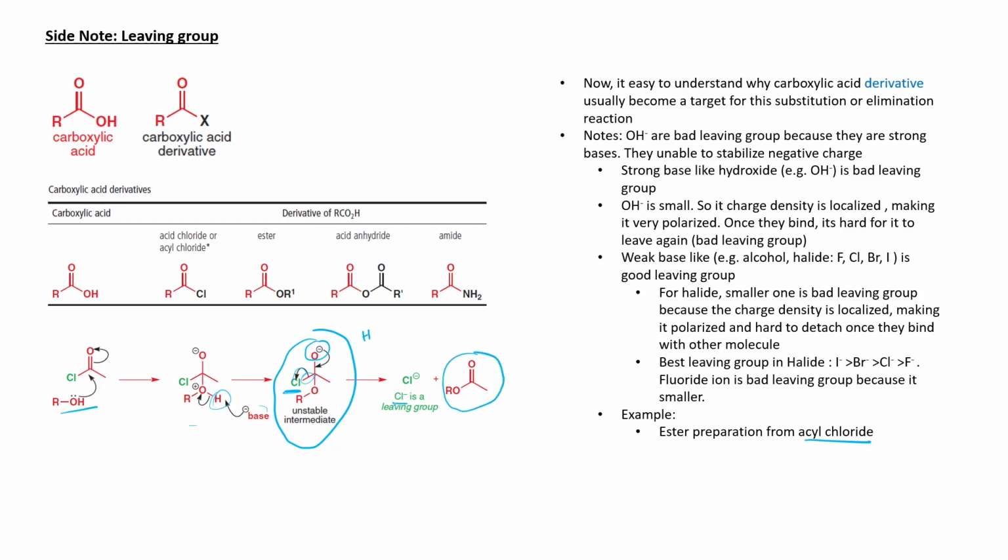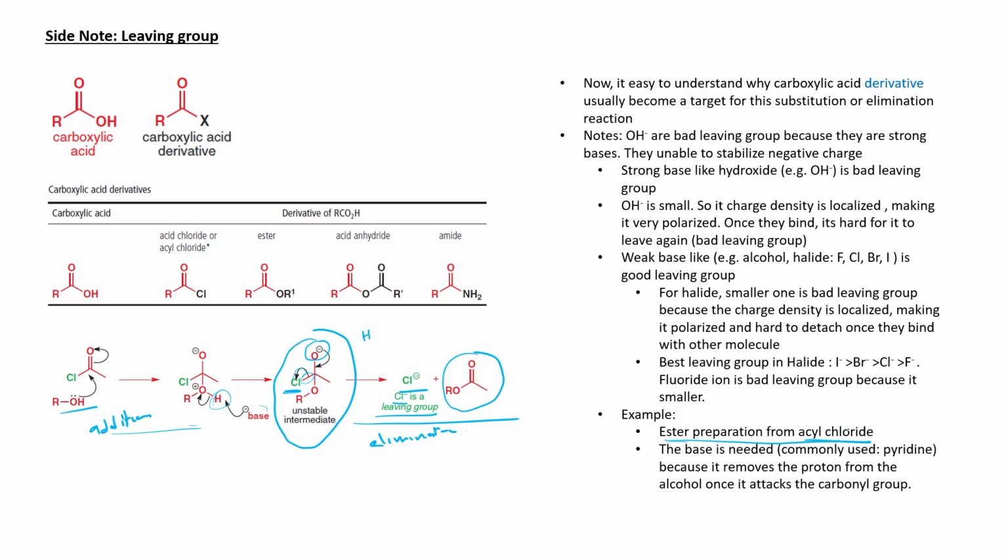So the chloride ion is a leaving group. That is how the leaving group works, because this is elimination, as the Cl is just being eliminated from the group. So you have an addition reaction here, and an elimination here. In the ester preparation from the acyl chloride, the base is needed, commonly pyridine, because it removes the proton from the alcohol once it attacks the carbonyl group, so that the reaction can go forward.